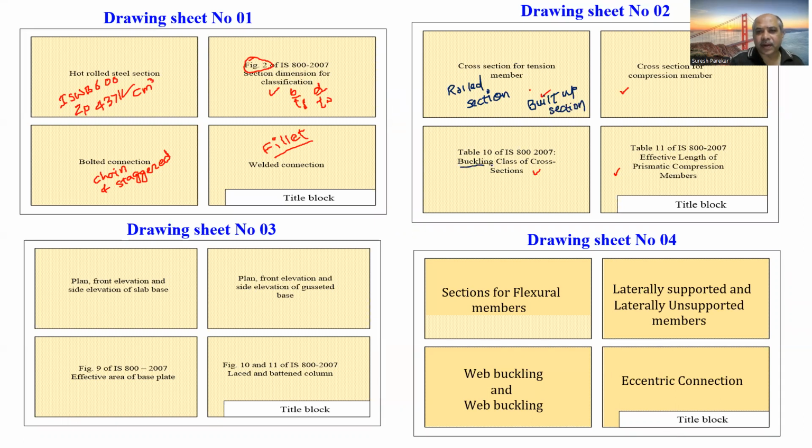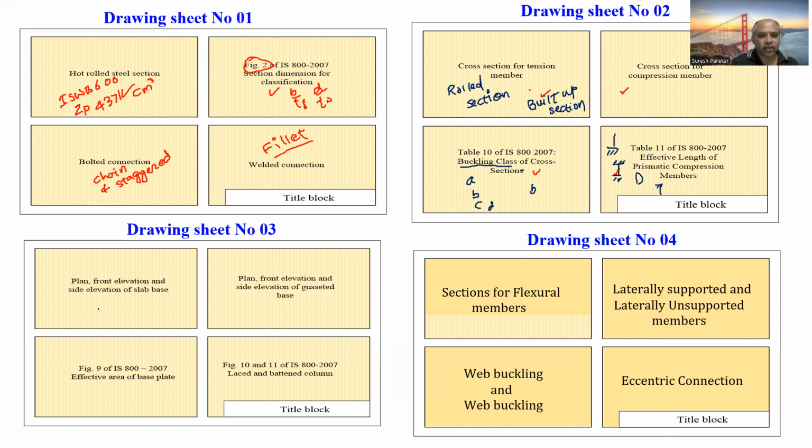Then we have seen different buckling classes. We have A, B, C, D depending upon your dimensions, that is B upon H value, TF value. And then we have seen effective length and four conditions mainly: one end fixed, other end free; second, both ends fixed; then both ends hinged; and one end fixed, other end hinged. So likewise we are with this.